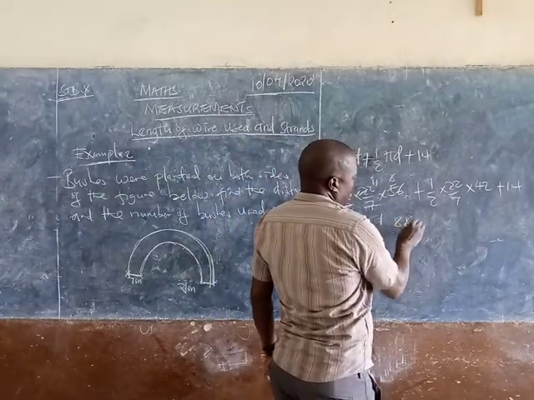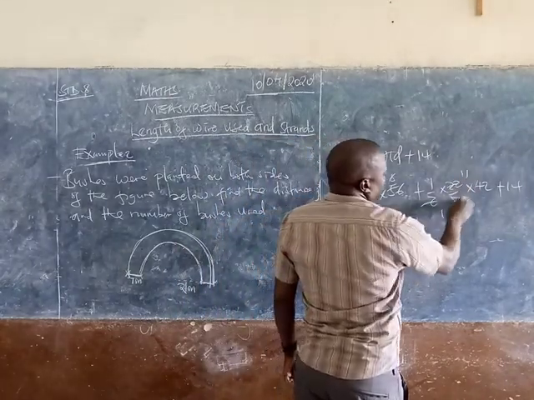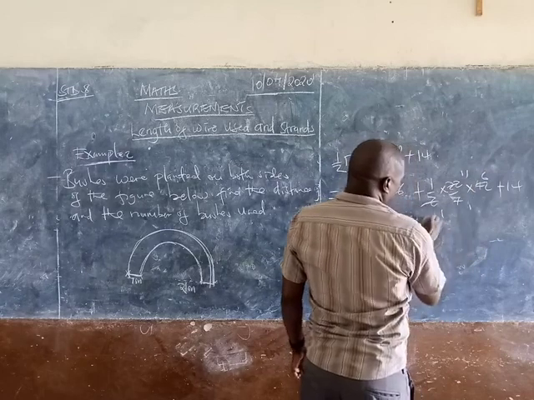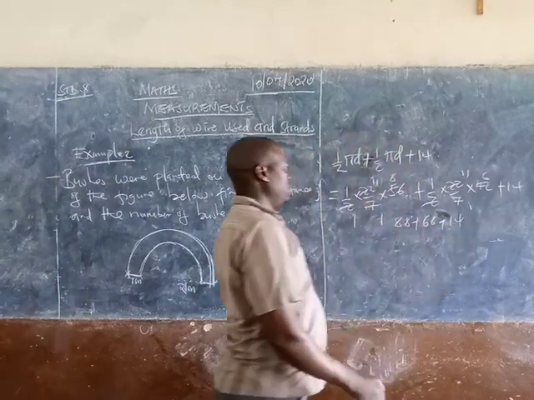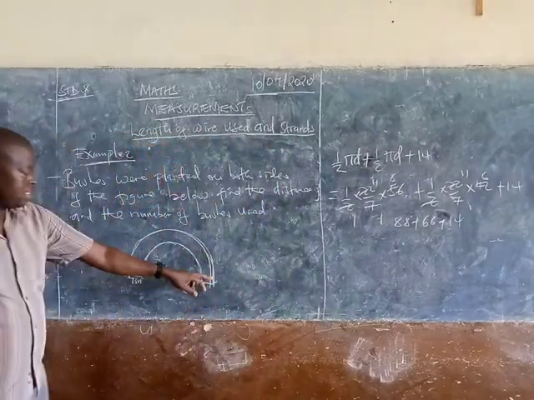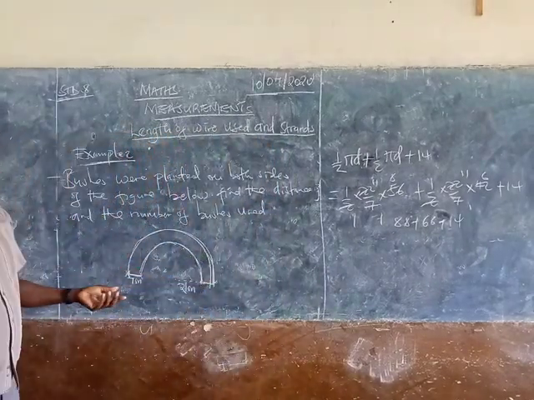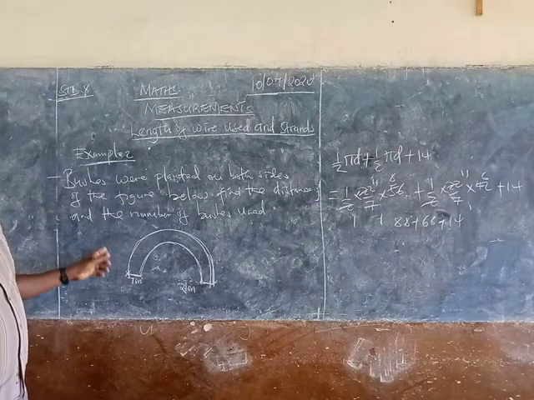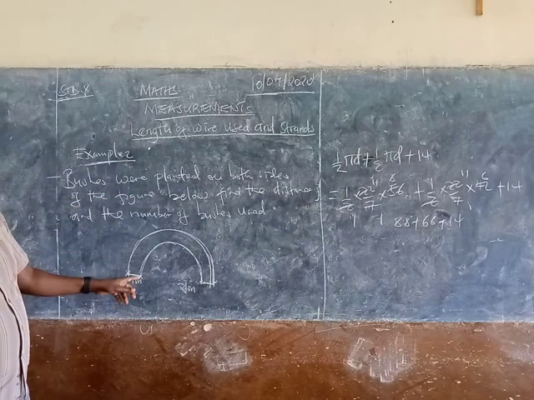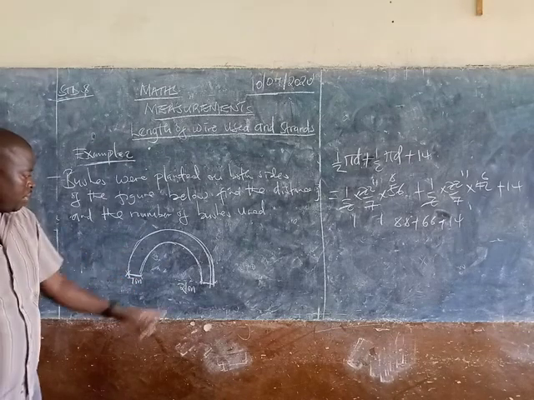88 plus 2, 1, 11, 6. You have 66. Then plus now 14. So we are looking at the distance down this figure before you go to now. How many bushes are we going to use, are we going to plant, of course, around this figure.